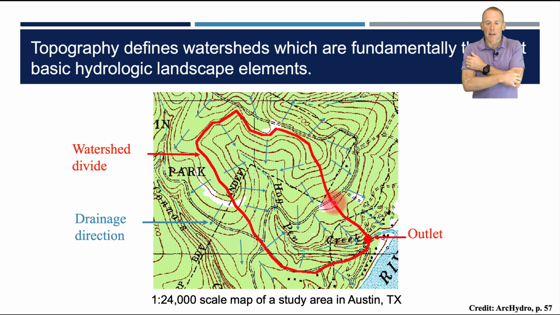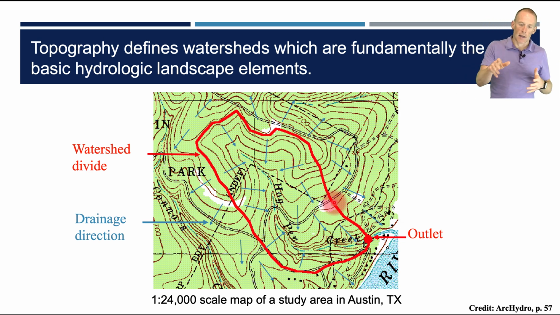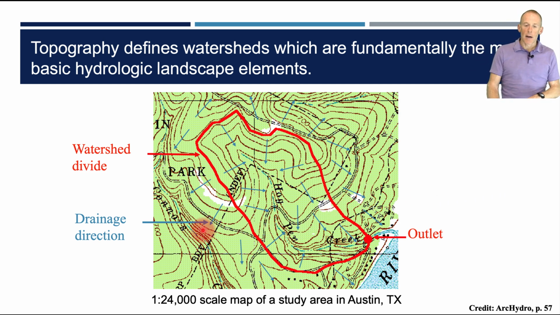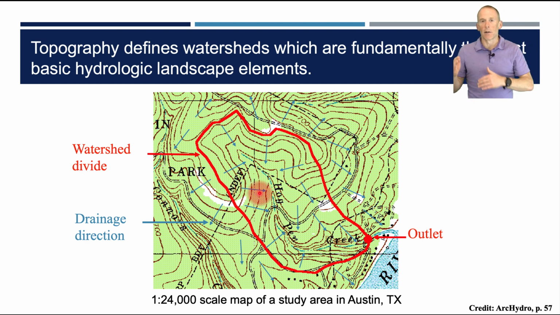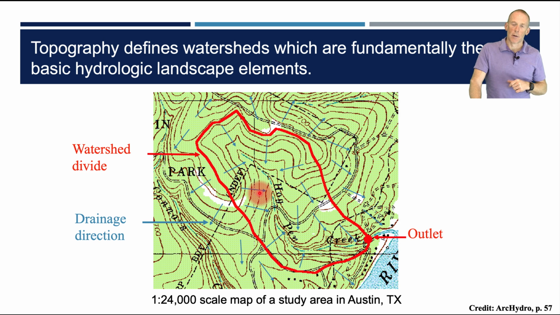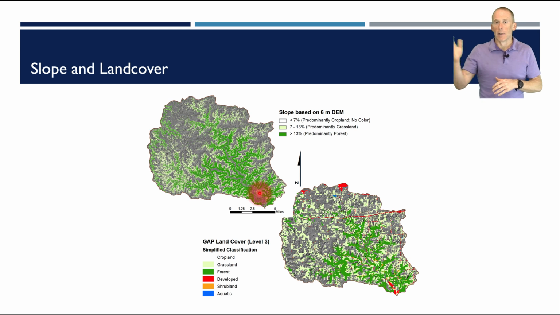All right, so here's the topography defining a watershed. This is a blow-up of a 1 to 24,000 topographic map from Austin, Texas. You can see the watershed is the red area. The red boundary defines the watershed. The outlet is the point there in the southeast corner. And then the drainage directions are these blue arrows, and the water always goes down the steepest path. So perpendicular to the contour lines is the way the water is going to flow in that watershed. That's an important concept to think about for hydrologic rasters, where we've got flow direction and flow accumulation, which we'll talk about in a different video.